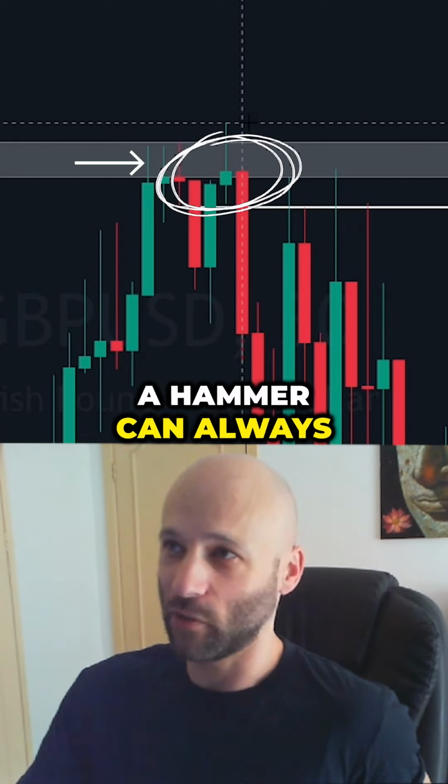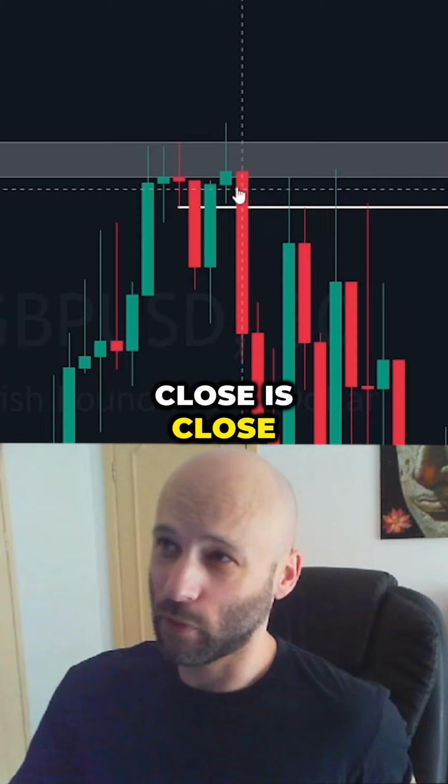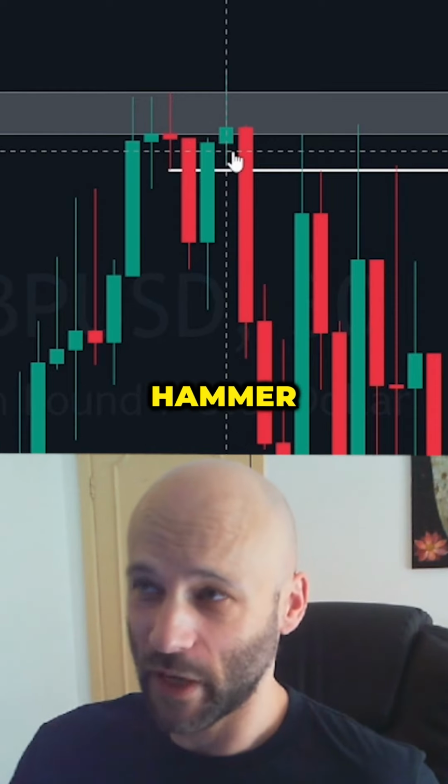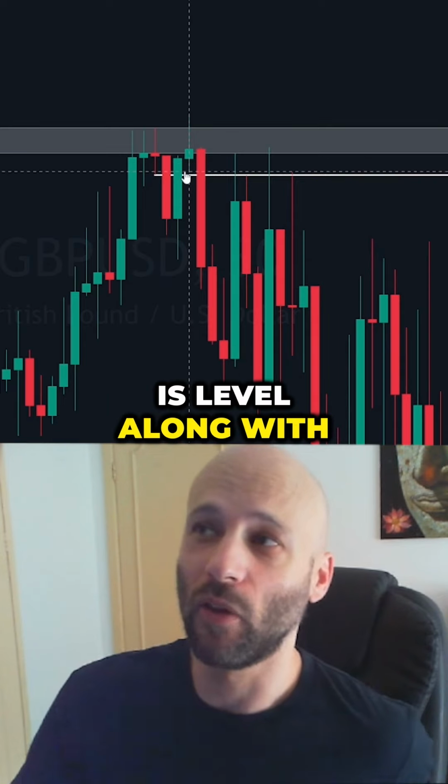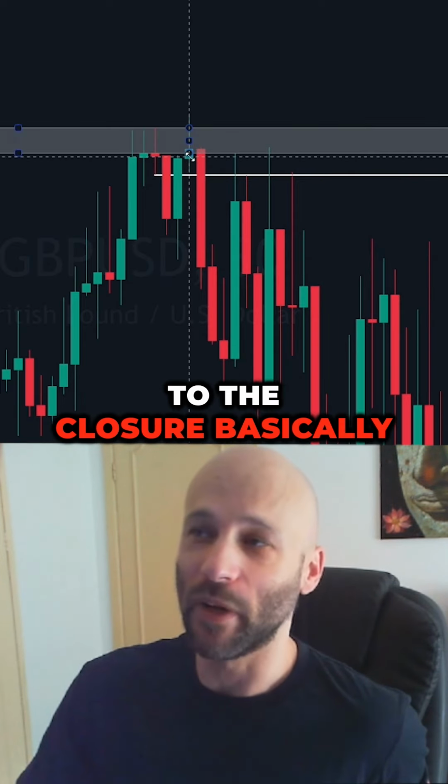Just quickly, a hammer candle is a candle that opens and closes close to its low. When it's a bullish hammer, it could be closing close to its high, but also it's a bullish candle. But what it does is leave a long wick in the opposite direction to the closure, basically to the upside or the downside.